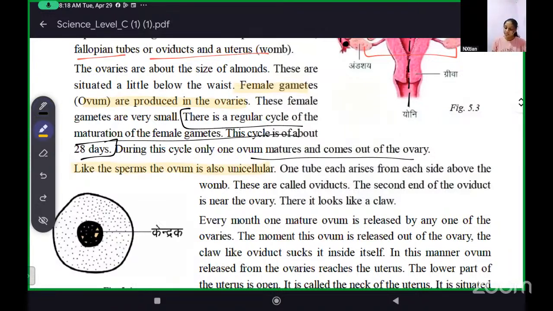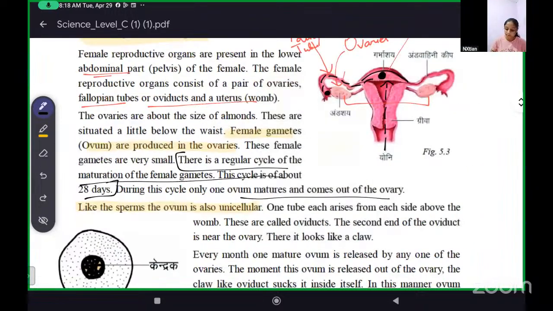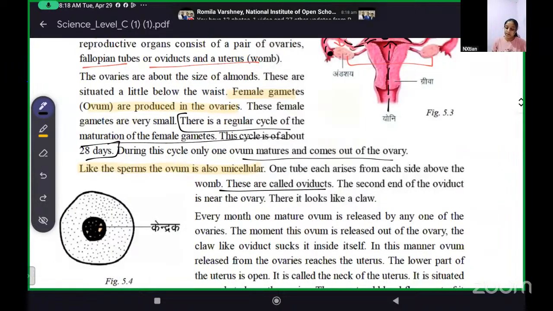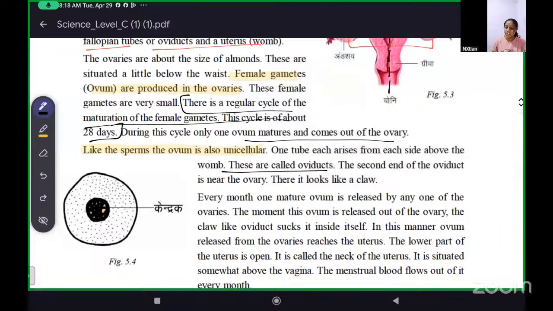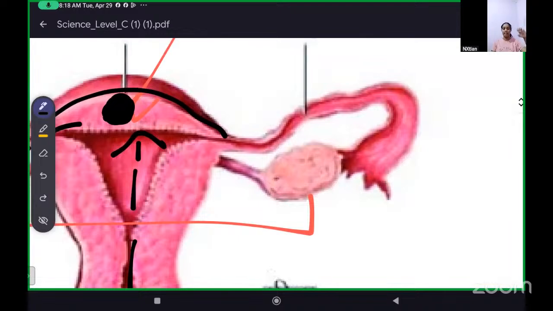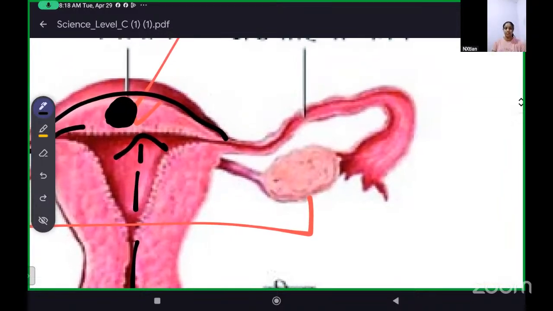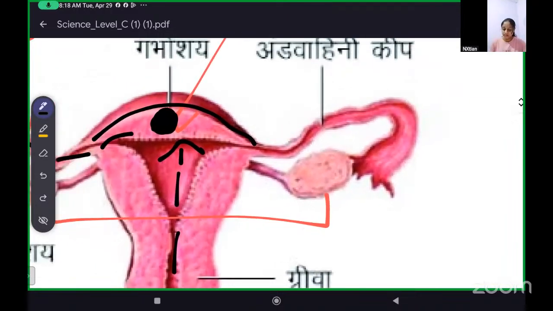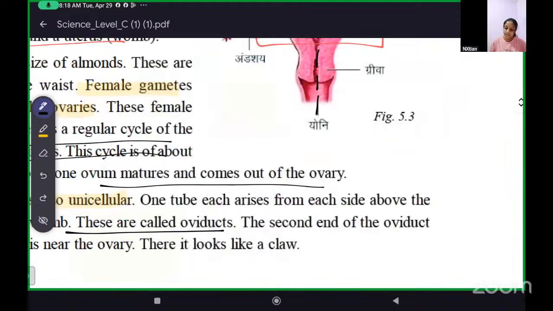One tube each arises from each side of above the womb, and these tubes are called oviducts or fallopian tubes. The second end of the oviduct is near the ovary, which looks like a claw. See, this looks like a claw, and it takes in the egg, and in that it travels to the uterus.